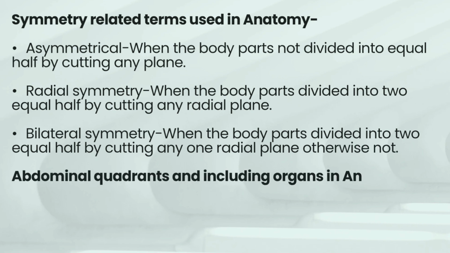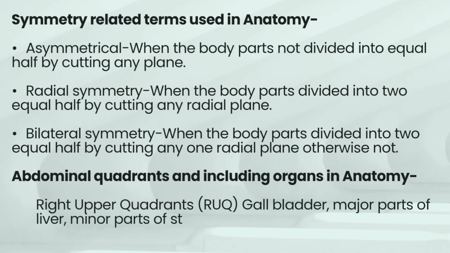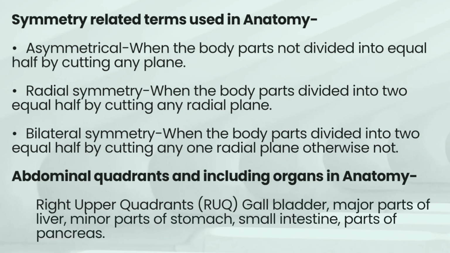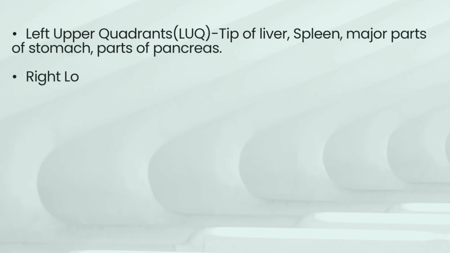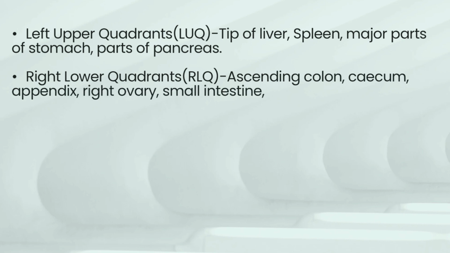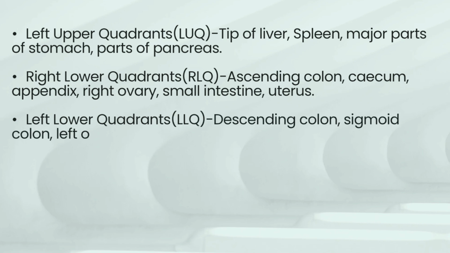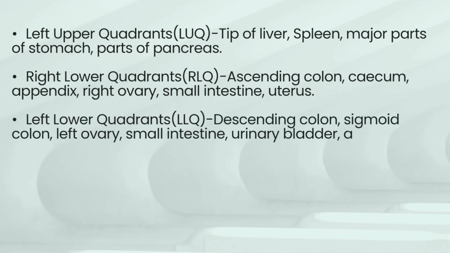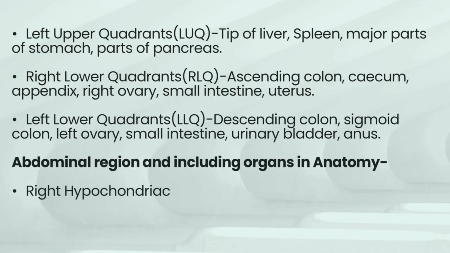Abdominal quadrants and including organs in anatomy. Right upper quadrant, RUQ: gallbladder, major parts of liver, minor parts of stomach, small intestine, parts of pancreas. Left upper quadrant, LUQ: tip of liver, spleen, major parts of stomach, parts of pancreas. Right lower quadrant, RLQ: ascending colon, cecum, appendix, right ovary, small intestine, uterus. Left lower quadrant, LLQ: descending colon, sigmoid colon, left ovary, small intestine, urinary bladder, anus.